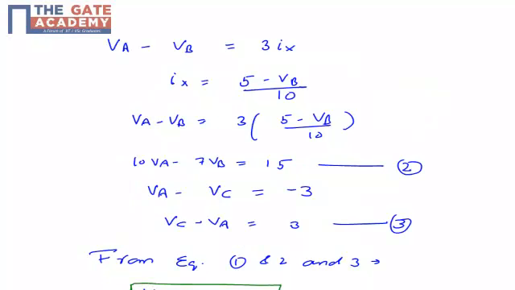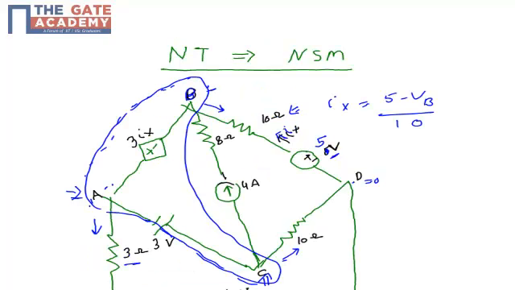So now, if you look at the circuit, you can see that from this 4 ampere current source, 4 ampere current is flowing towards the node B. It's moving inside the node B, and the Ix current is also flowing inside the node B. The 4 ampere current is also coming inside the node B.